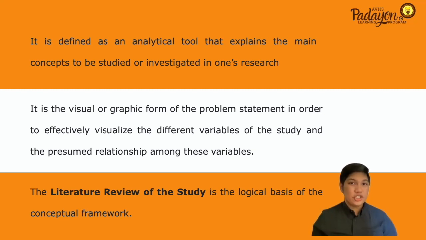Why is it that the literature review is considered to be the logical basis of the conceptual framework? We know that it's possible to craft a conceptual framework with just the research problem and the research questions. However, the beauty of having a literature review is that it really gives you concrete, more credible reasons why you're inferring that relationship to the other variable. So that makes the literature review the best and the most credible source of the conceptual framework.